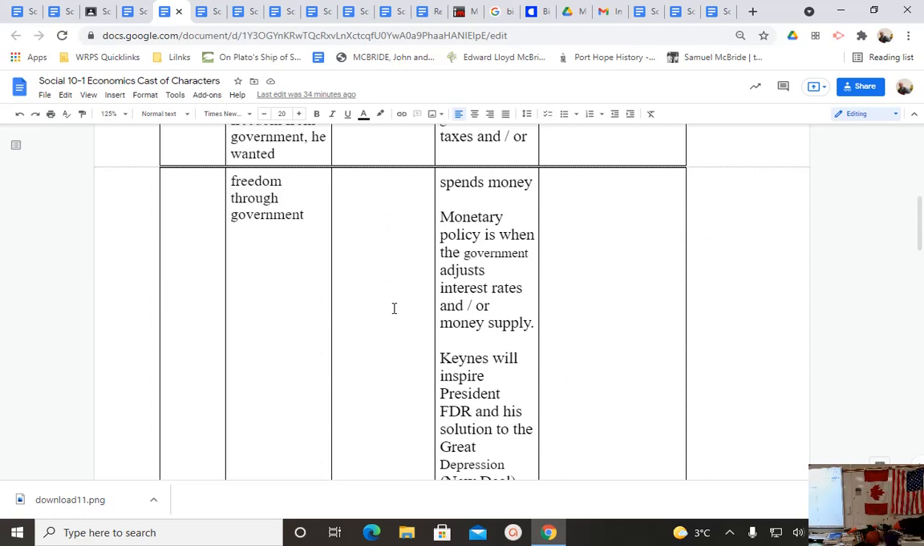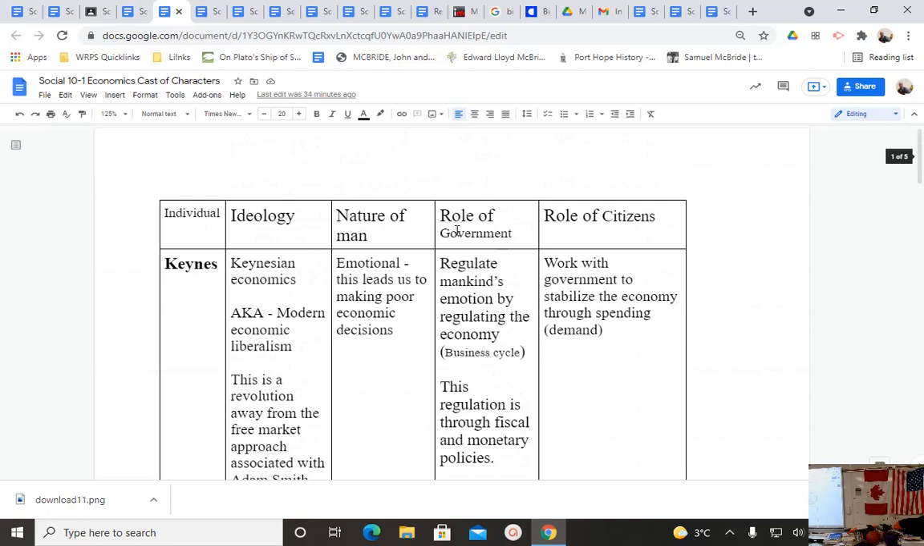So far today, we reviewed Adam Smith, we reviewed Karl Marx, and we saw how classic liberalism of Smith became modern liberalism of Keynes. And in modern liberalism, it's the role of government to provide freedom through them. What is the role of citizen then in modern liberalism?